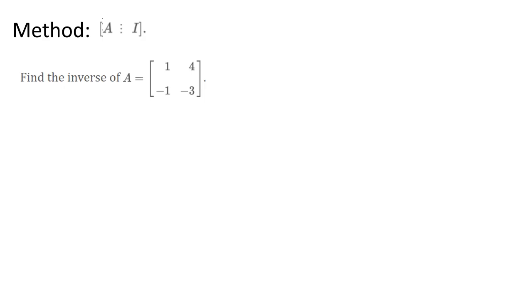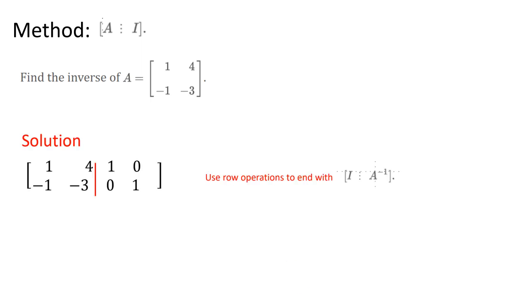Okay, so let's do the first method. So it says find the inverse of A. So here's my A. And so what I'm going to do is attach the identity matrix. So 1s in the diagonal, 0 on the top and bottom of that. And then we're going to use row operations so that we can end up with something like this.